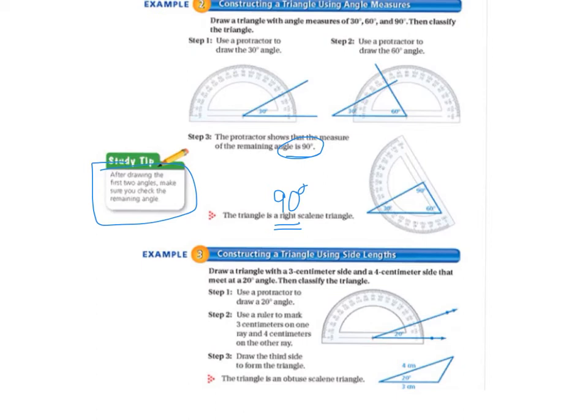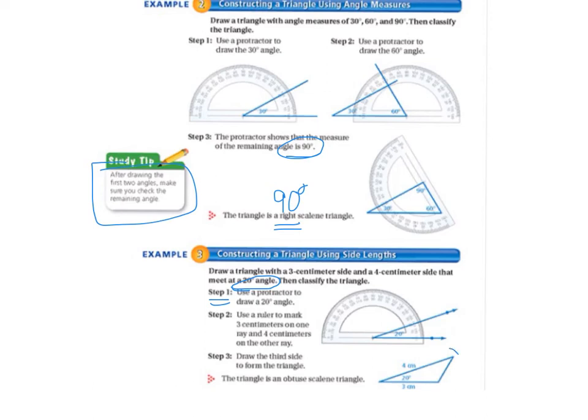Example 3, constructing a triangle using side lengths. Draw a triangle with a 3 centimeter side and a 4 centimeter side, that meet at a 20-degree angle. Then classify the triangle. So when you do this, you're going to follow these steps. Step 1, use a protractor to draw a 20-degree angle. And step 2, use a ruler to mark 3 centimeters on one ray, one side, and 4 centimeters on the other ray, or the other side.